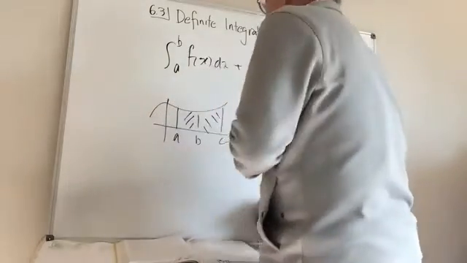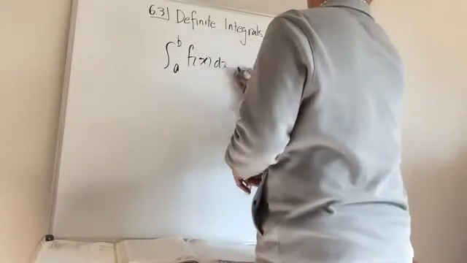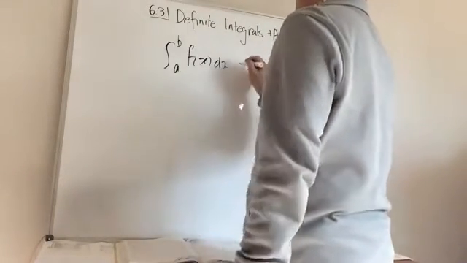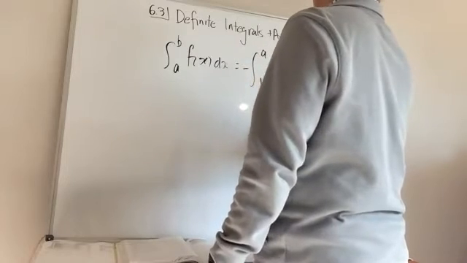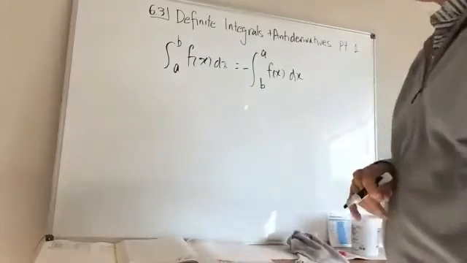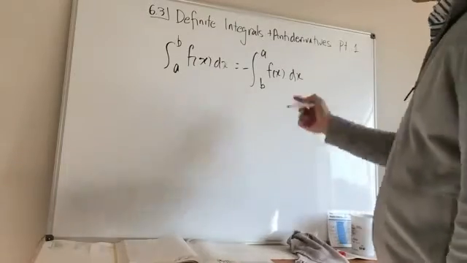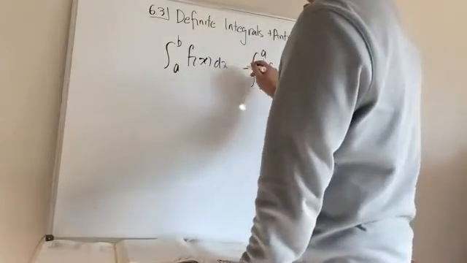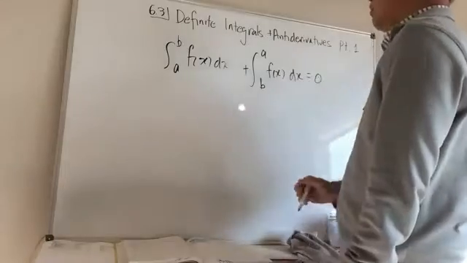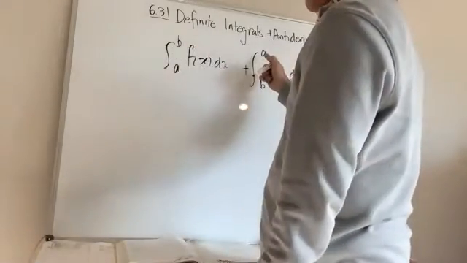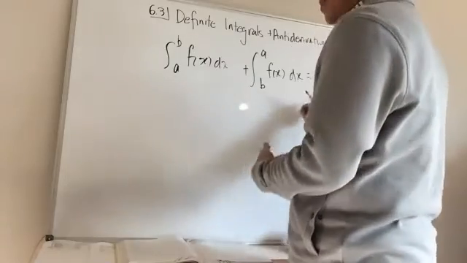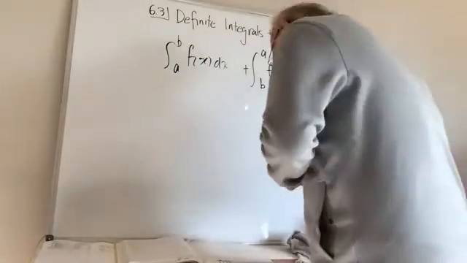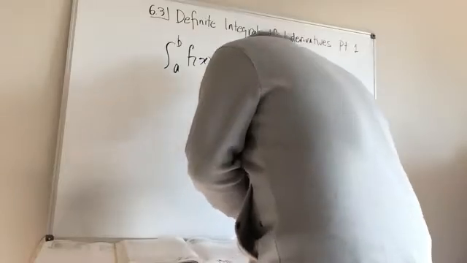Order of integration. This is kind of interesting. The integral from A to B of f of x dx is the same as the negative of the integral from B to A of f of x dx. If you think about it, it makes sense. If I move this over, I get this plus this is equal to 0. A to B to A is obviously the same as A to A, which is 0, correct?